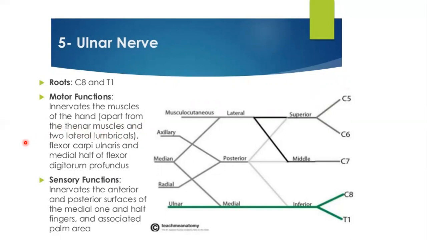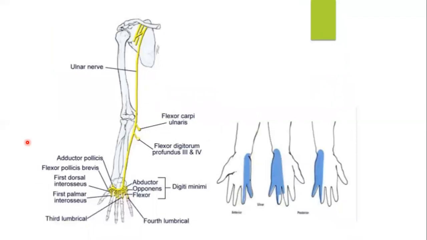And also some of the flexors of the forearm, the flexor carpi ulnaris and the medial half of the flexor digitorum profundus, are supplied by the ulnar nerve. And in its sensory innervation, it supplies the medial 1.5 fingers and the corresponding part of the palm.